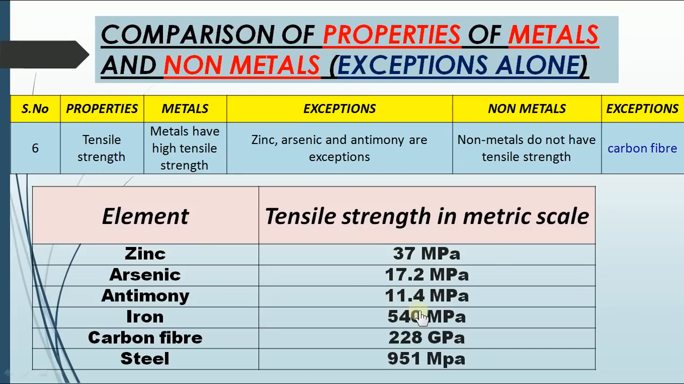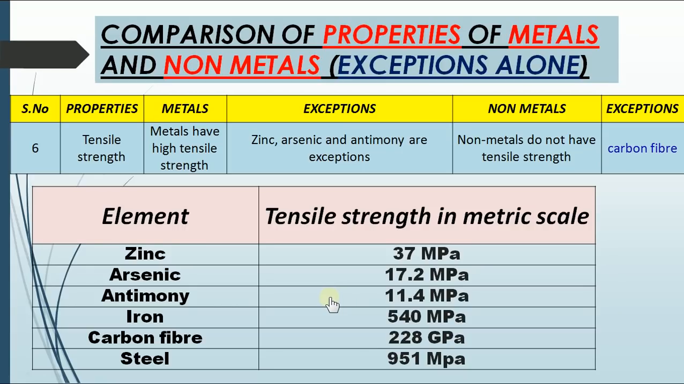So when compared to iron, they are very less. That's the reason we call it an exception. Now come to the non-metals, which do not have a high tensile strength. That means they have less tensile strength, but the exception is carbon fiber. Look at this. The steel is 951 megapascal, but compared to carbon fiber, it is 228 gigapascal. So it's higher than mega. This is a thing we have to understand.